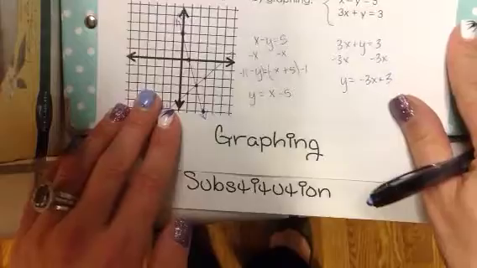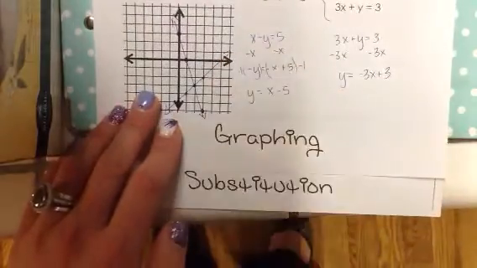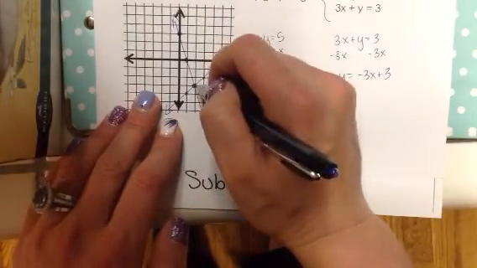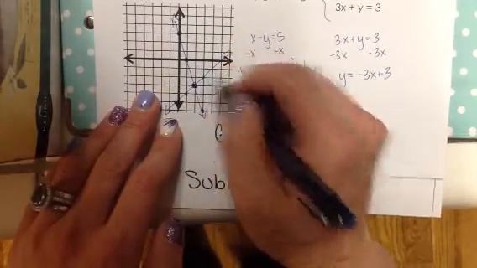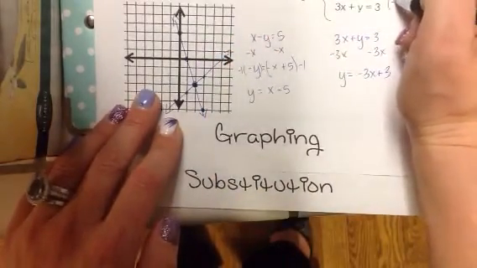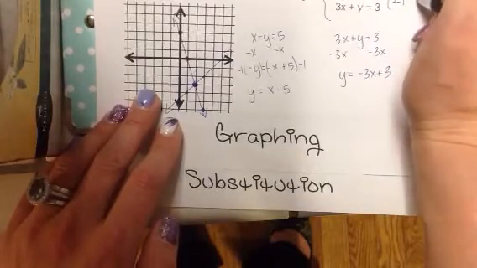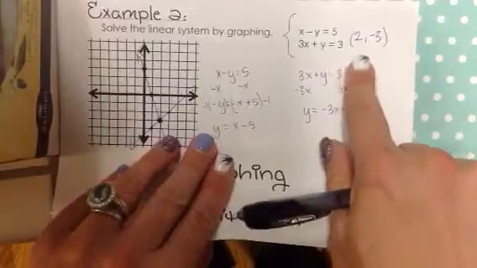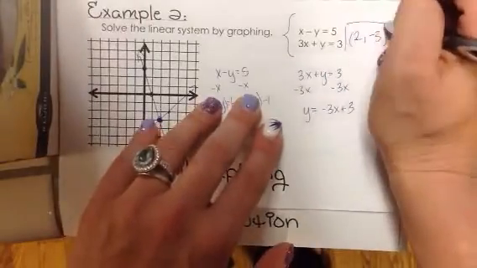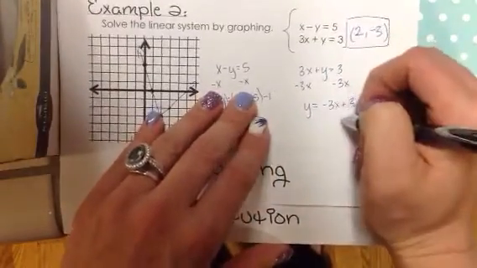So we can see now that our two lines intersect at this point right here, and that is at the point 2, negative 3. So that's 2, negative 3. So you can see up here I put my solution. That is your answer.